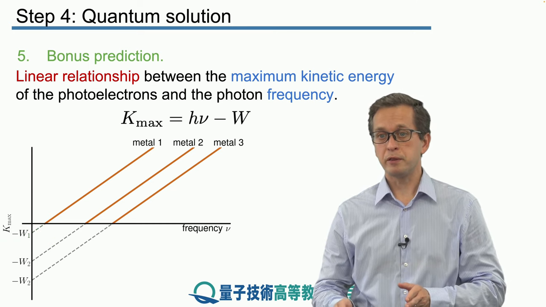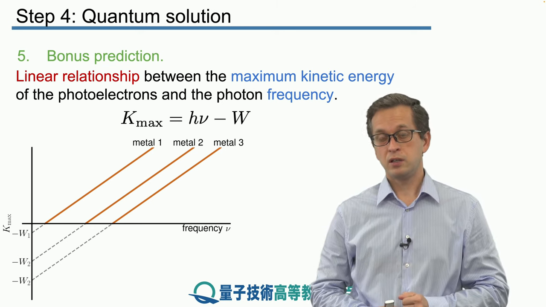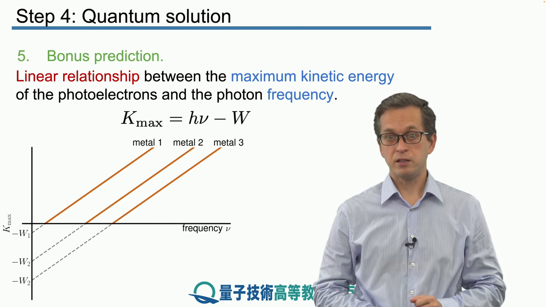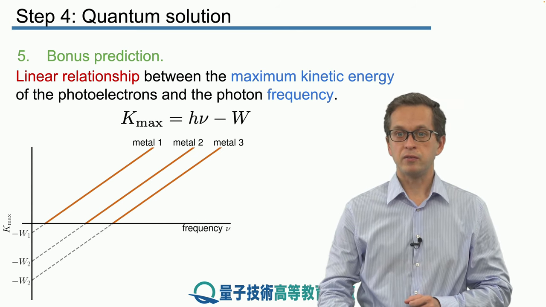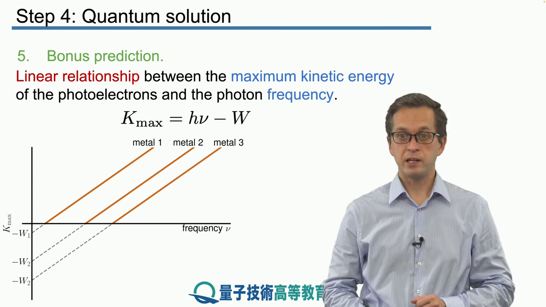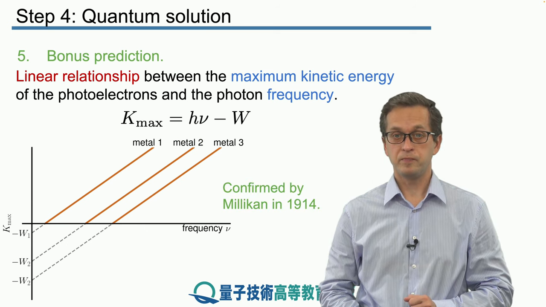For metal 2 and metal 3, these lines are a little bit shifted because they've got different cutoff frequencies. But you notice that the gradient of the lines is the same. And in fact, the gradient should be given by h, Planck's constant. And this was indeed observed later, after Einstein's paper, by Millikan in 1914.